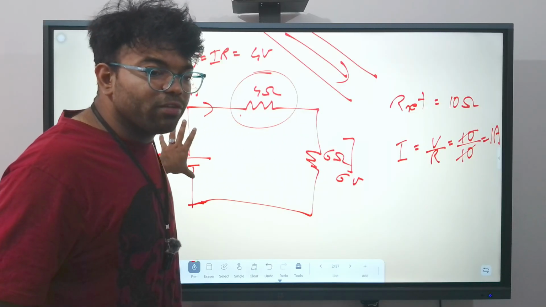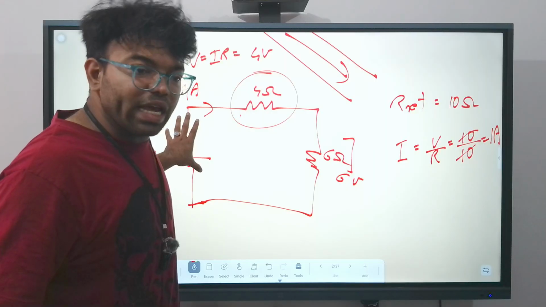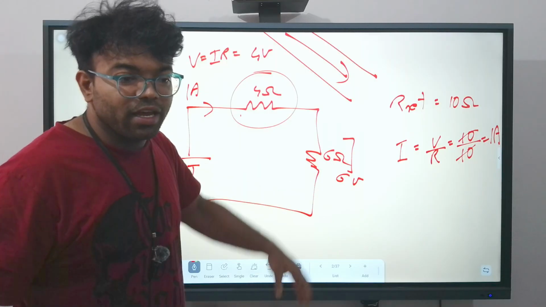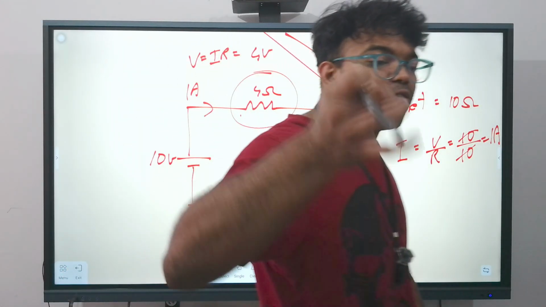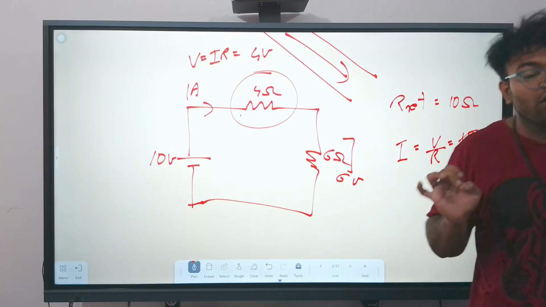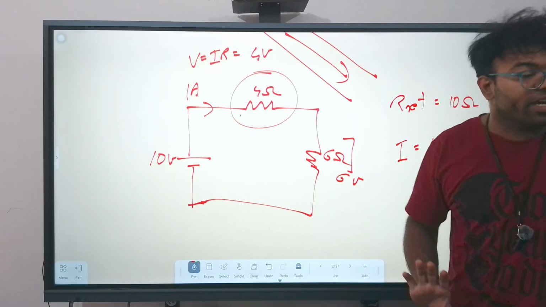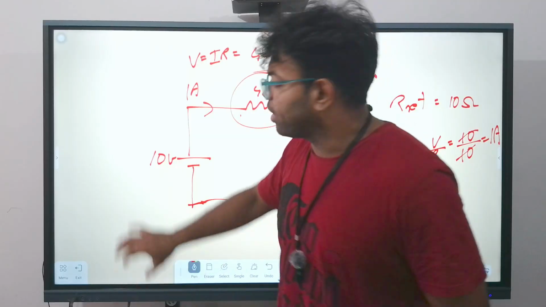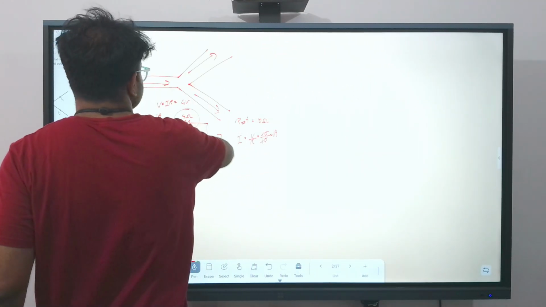How much supply were we giving? We were giving 10 volts supply. 4 got dropped here, 6 got dropped here. So the amount of voltage supplied in should be equal to the amount of voltage dropped across the circuit. This is Kirchhoff's loop law. Understood? Okay, let's move.